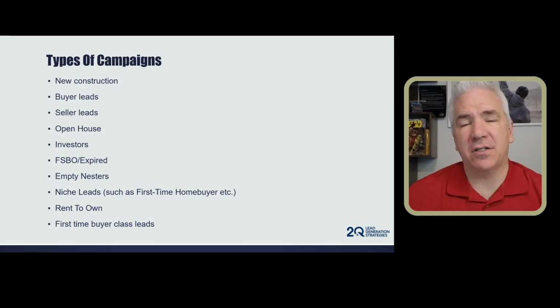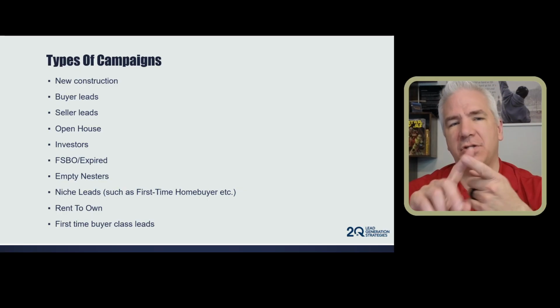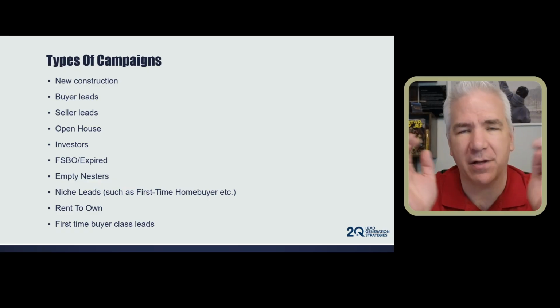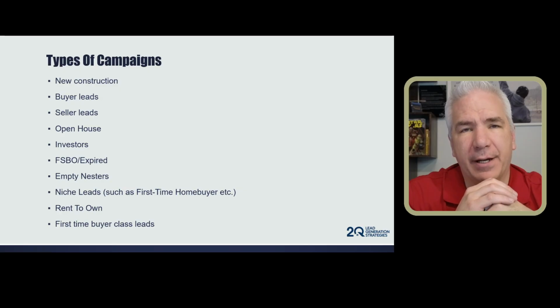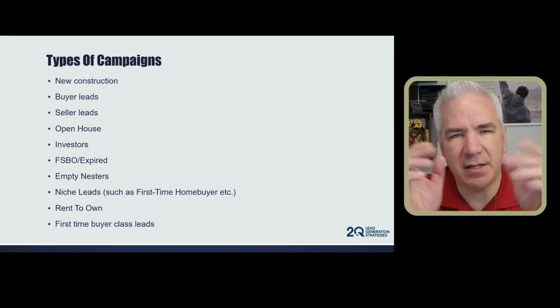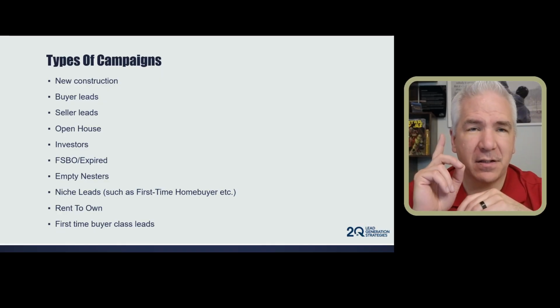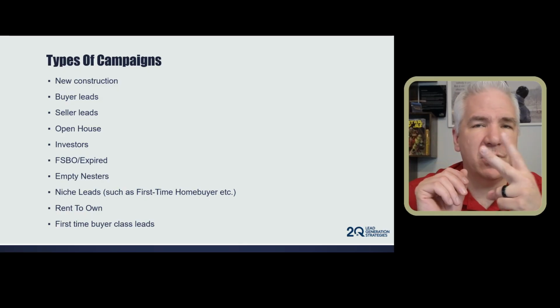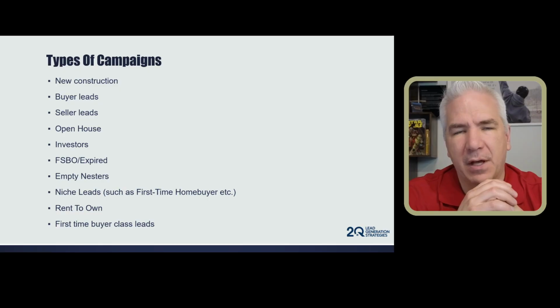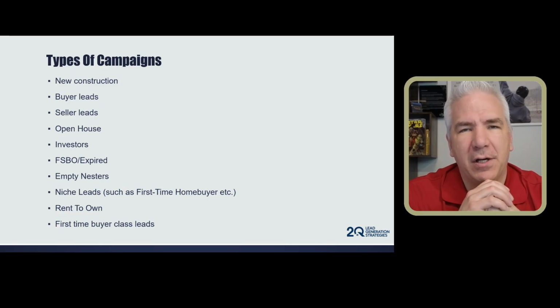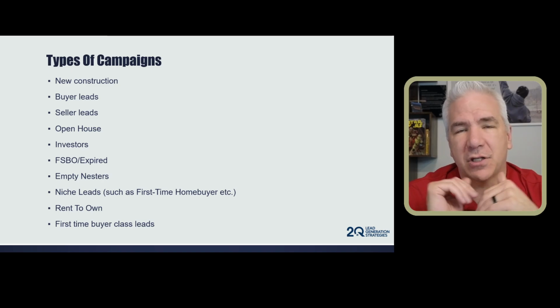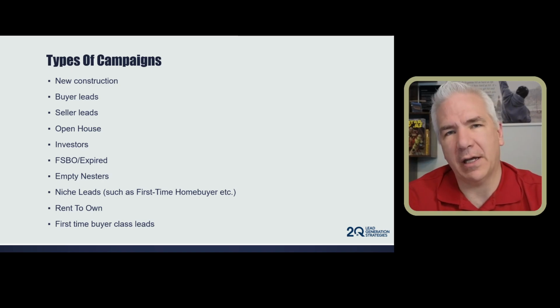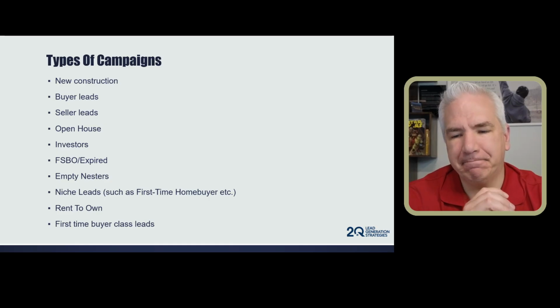Now, you really can run ads for just about anything. So whether it's new construction, buyer leads, seller leads, open houses, you name it, I've probably done it. It's the same process. The only thing that's different is the content. So what it is that you're offering is going to change. And number 2, who it is that you're targeting. Other than that, the mechanics are the same. It's still the same lead generation ad. They still click on it. The capture form pops up. That's how we collect the lead. It's just what you're offering and who you're targeting. That's what's different. Okay.